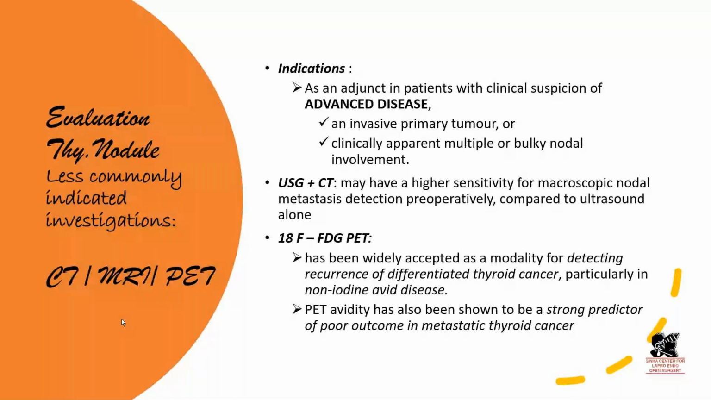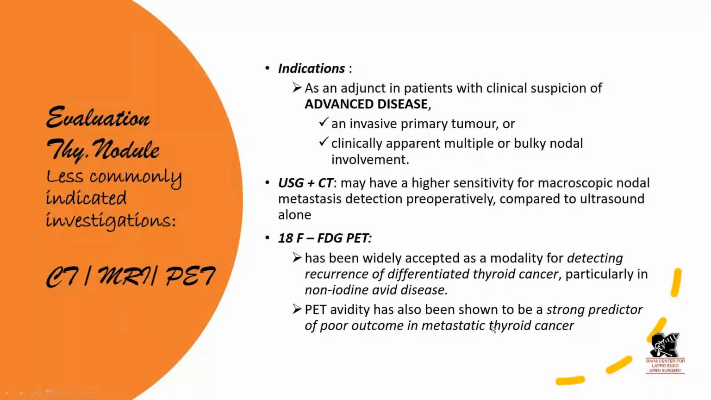A combination of ultrasound and CT has a higher sensitivity than a pure ultrasound. A PET scan has been widely accepted as a modality which is required in detecting recurrences, particularly in non-iodine avid disease. Why do we say that? Because one of the methods of diagnosing recurrence is an iodine scan. But suppose the cells found in the recurrence are not avid for iodine. So what do you do then? So these are the patients where a PET scan will help you. That's why I said differentiated thyroid cancer, particularly non-iodine avid disease. So you have got a recurrence, non-iodine avid, do a PET scan.